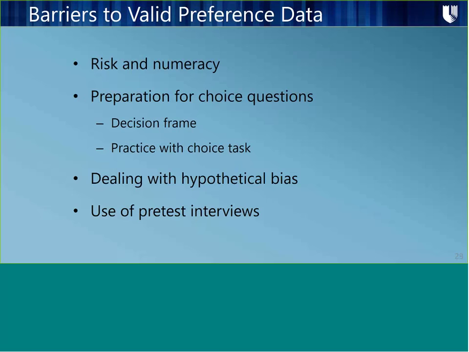I'm going to turn it over to Reed now to go through some of this tough stuff about barriers to valid preference data. Yeah, everything up to now was easy, right?